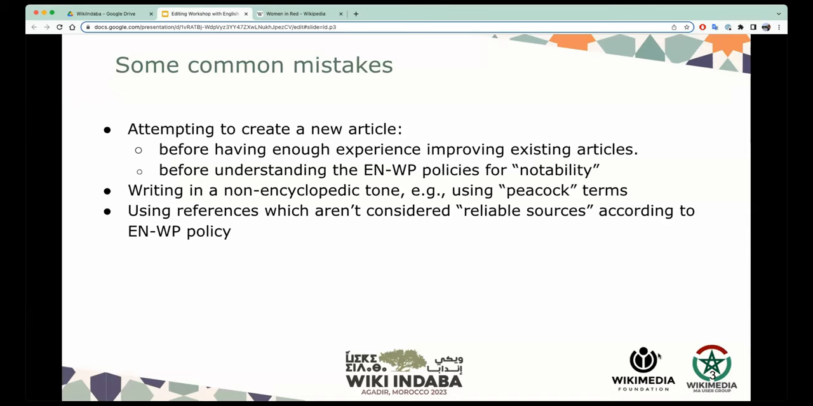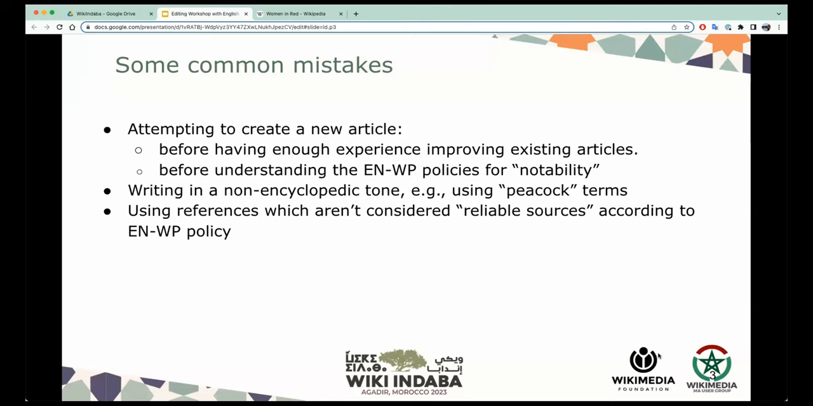Another thing to mention that I've noticed with newer editors is the use of non-encyclopedic tone in articles. Wikipedia has a policy that it's called peacock, meaning adding fluffy words. It's a signal to the person who's reviewing an article that maybe this person who wrote it doesn't understand. We keep things verifiable and in a tone that's true for encyclopedia, not just something you would write in maybe a blog post or on social media online.